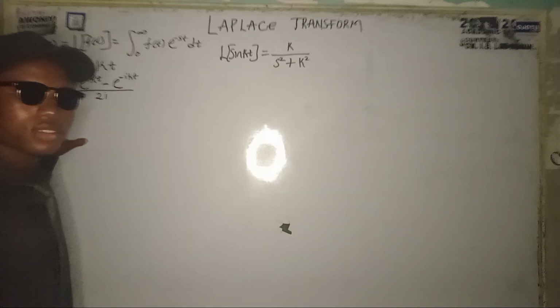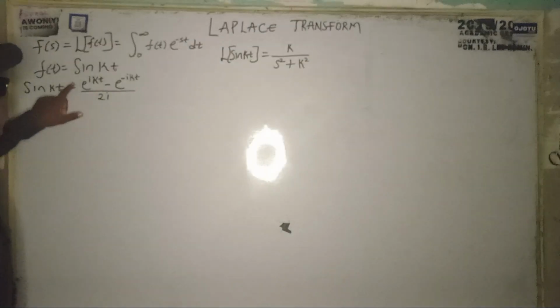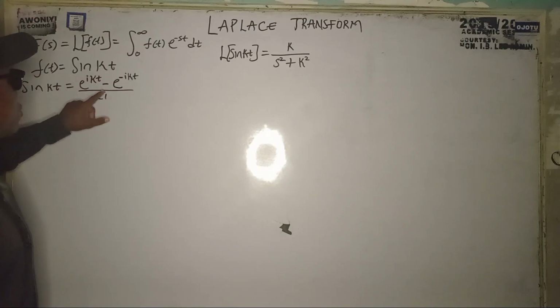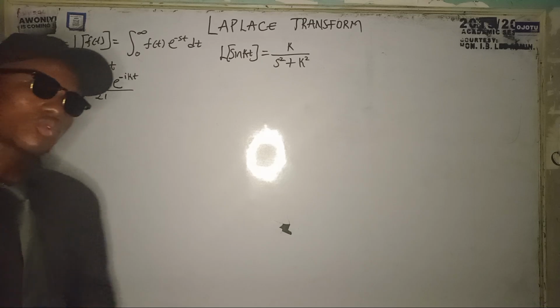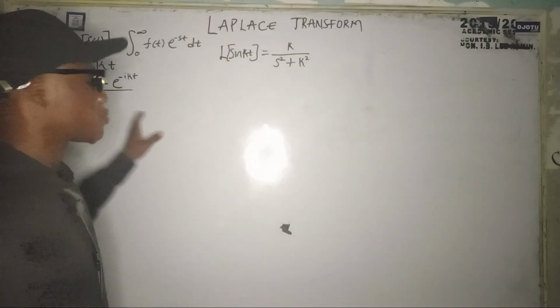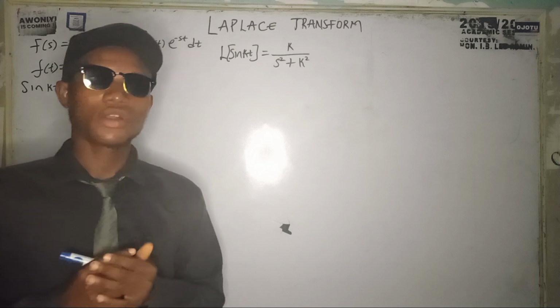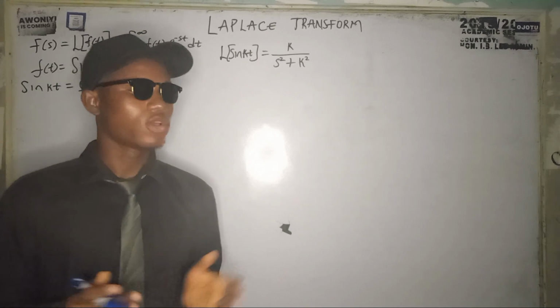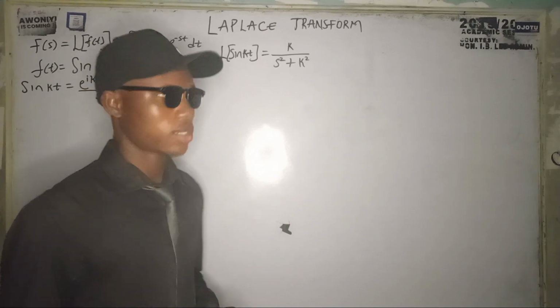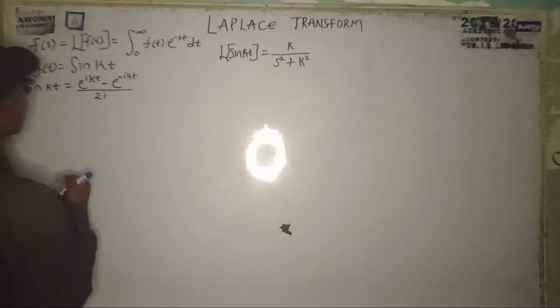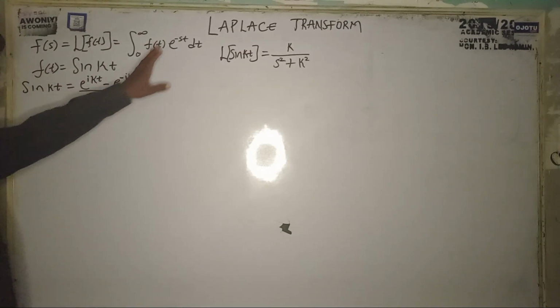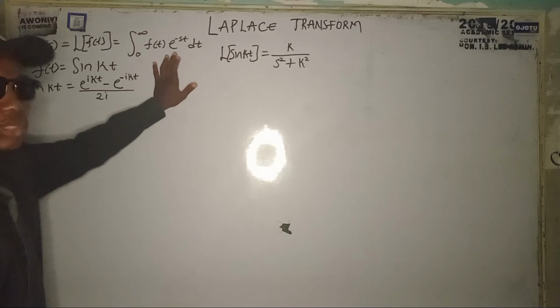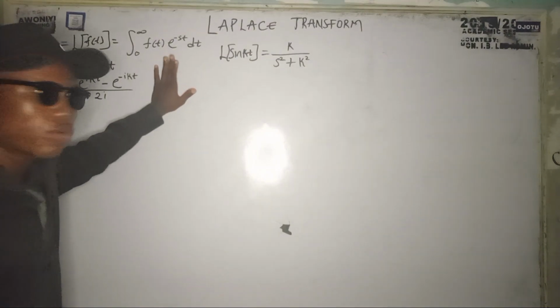sin kt in its exponential form is equal to e raised to the power i kt minus e raised to the power minus i kt over 2i. So just by putting sine into its exponential form, it is going to make our Laplace transform much easier. So let's move on. First of all, if sin kt is this and we know f of t is this, we just put it into the Laplace transform basic form right here.